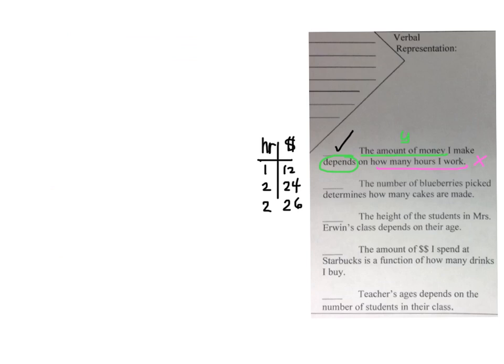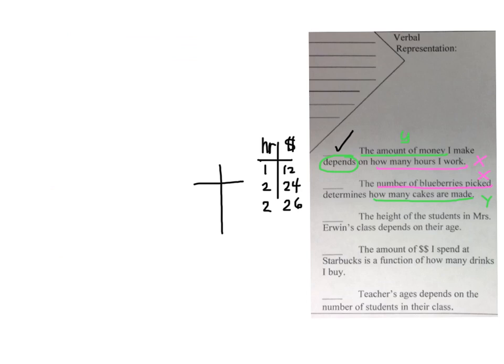Do the number of blueberries picked depend on the cakes, or do the cakes depend on the blueberries? The cakes are really dependent on how many blueberries I pick. So my cakes are depending on the number of blueberries I pick. So this would be my x, and this would be my y. And again, I'm going to go over here and make another table.